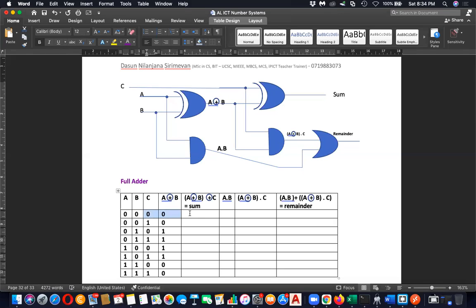These two: 0 0 gives 0, 0 0 gives 0, 0 1 gives 1, 1 1 gives 0, and so on. Okay, this should give the same sum as this one.